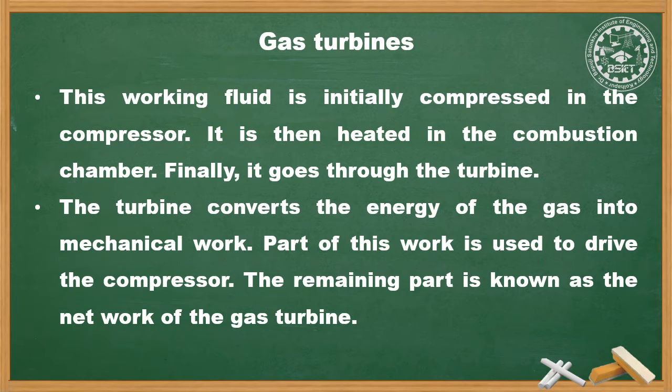The fuels used to work a gas turbine are coal, gas, producer gas, blast furnace gas, oil, kerosene, paraffin and diesel.